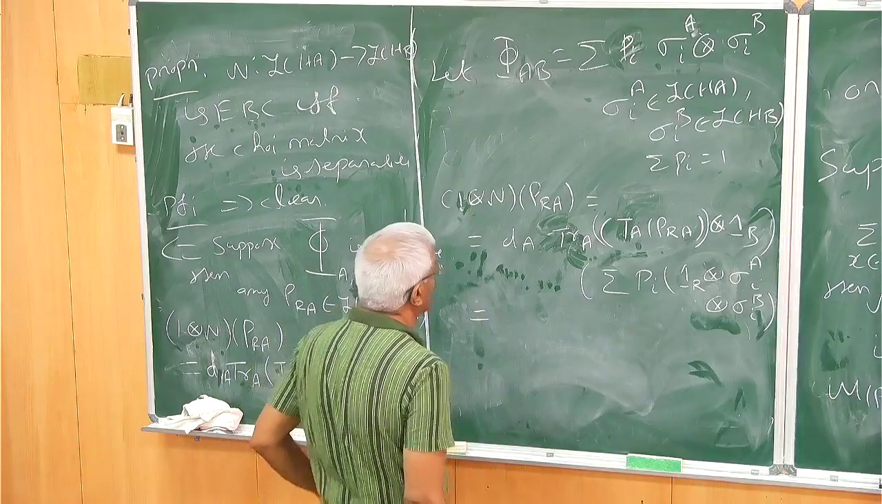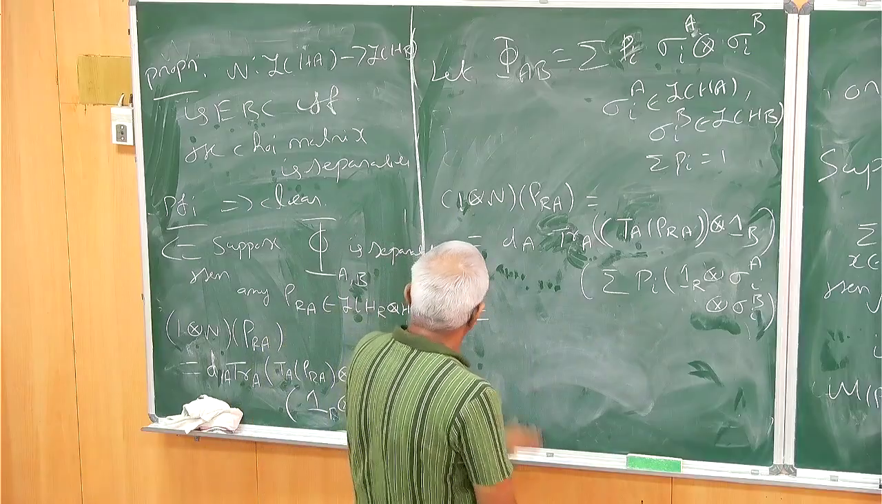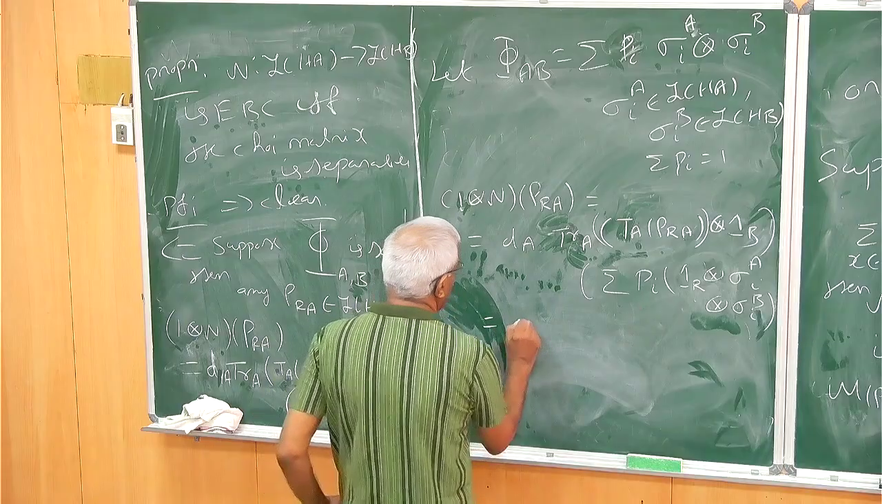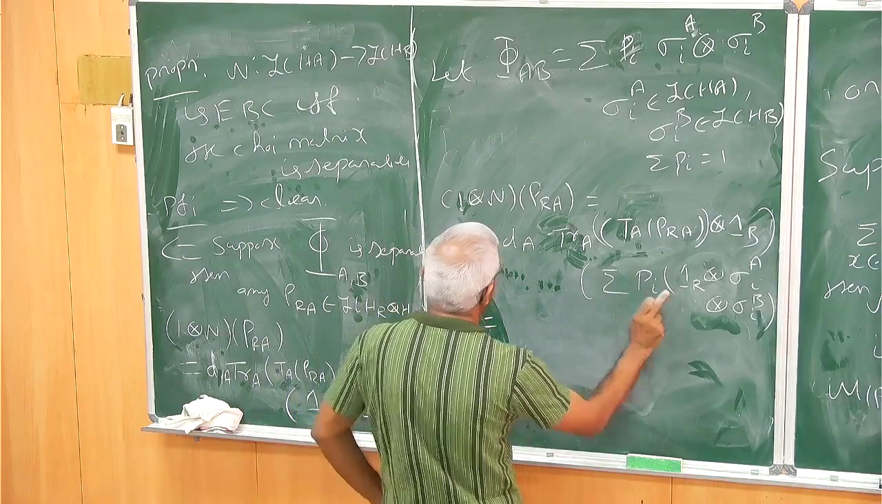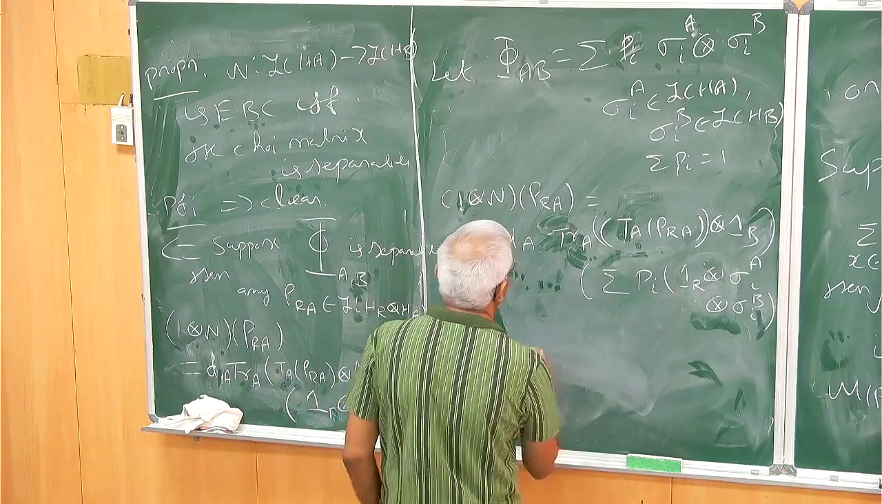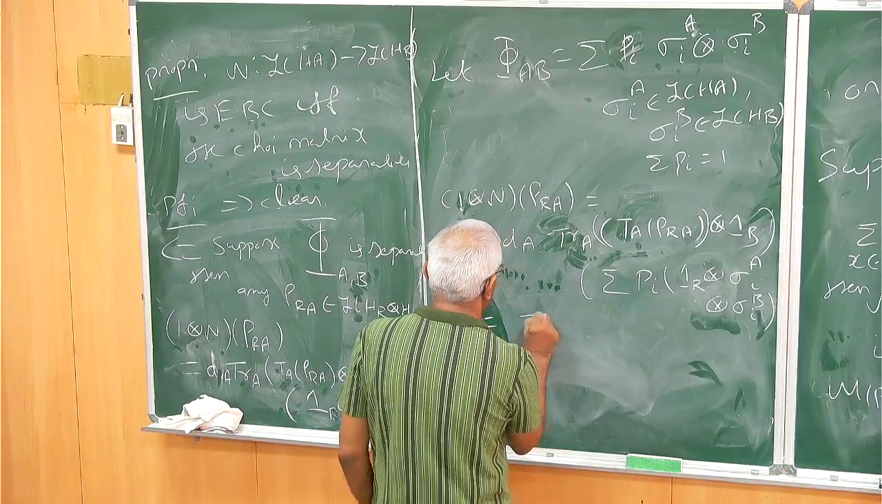Now this is equal to d_A P_i. I will just club it together. So this is just trace.